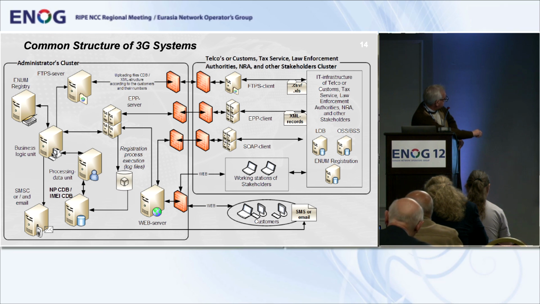Common structure of the system is as follows. It's the cluster of the administrator. The core here is the EPP server, and this is block business logics units. All the data, all the movements in the system are registered and logged. There are 3 levels of interaction or interface. It's through subclient, EPP client, or FTPS client, and with relevant servers that stand on the cluster administrator side.